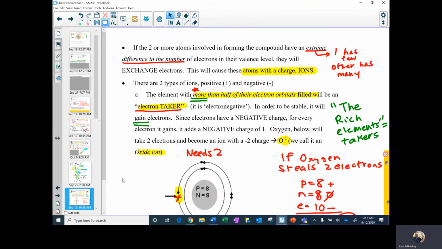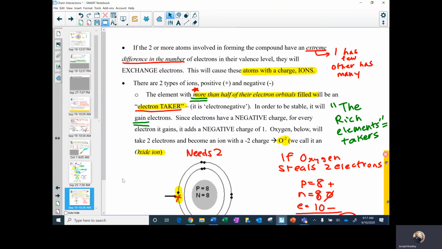So if the 2 or more atoms involved in forming the compound have an extreme difference in electronegativity, meaning greater than a certain amount, they're going to form ions when they interact with each other, meaning one is going to take electrons and one is going to give electrons. So the one that's more electronegative is going to take the electron, the one that's less electronegative is going to give. So generally what we're talking about here is elements that are found at opposite ends of the periodic table.